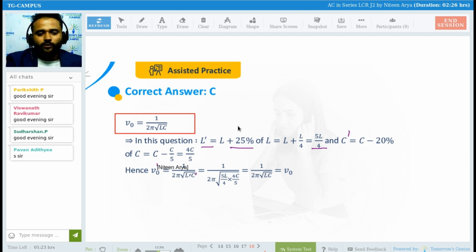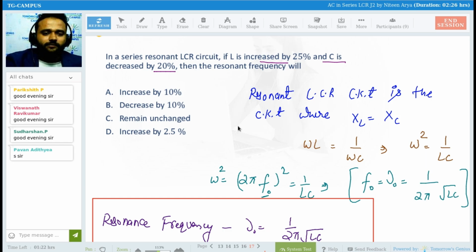So when I do that, v naught prime is 1 upon 2 pi under root L prime C prime. Putting in the values of L prime and C prime, I get the same thing. So it is not going to change at all. Simple. Is this question clear to everyone or not?